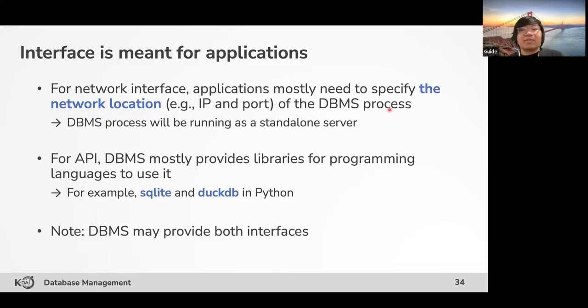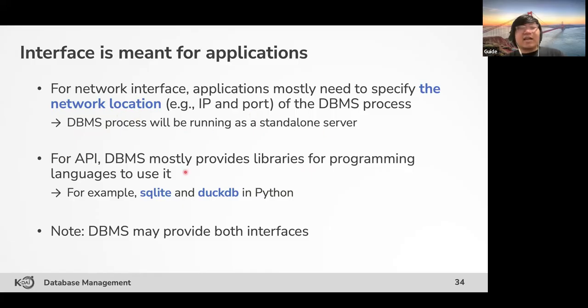So a database management system is basically a software, a program that must be running. Whenever you want to interact with the database management system through the network interface, you need to specify the network locations of the DBMS process. The network location is basically an internet protocol IP address and the port of the database management system. And the DBMS process, the running program of the database management system, will be running as a standalone server. So this is for the network one.